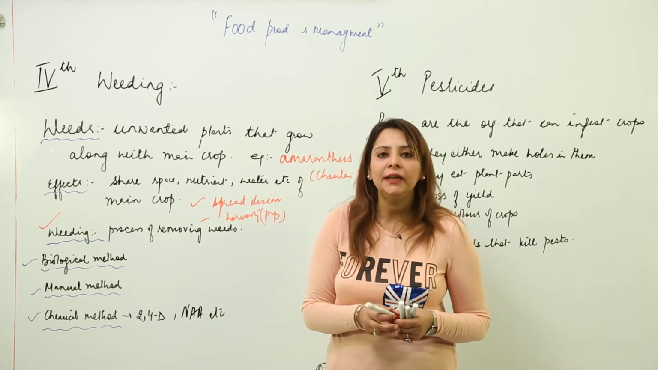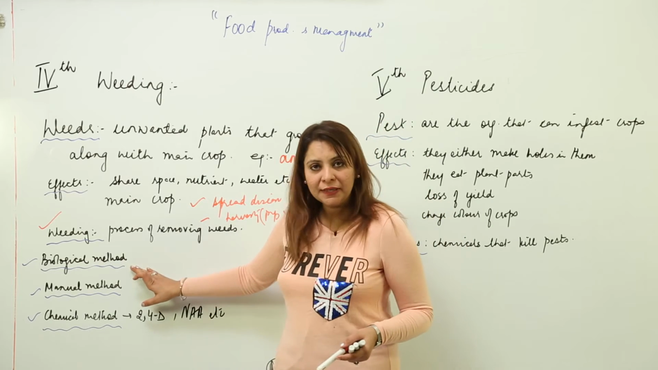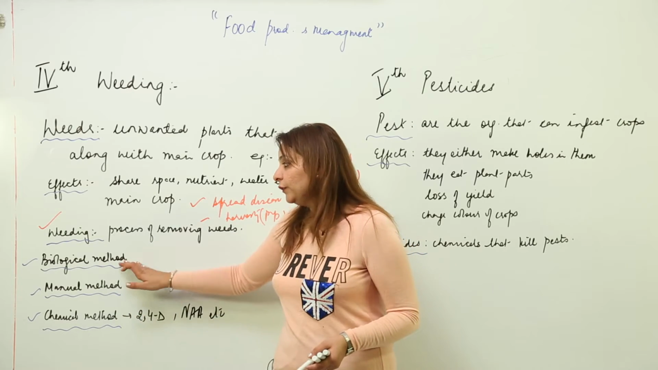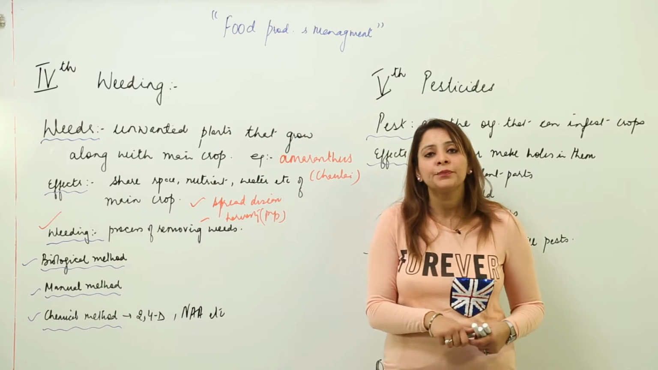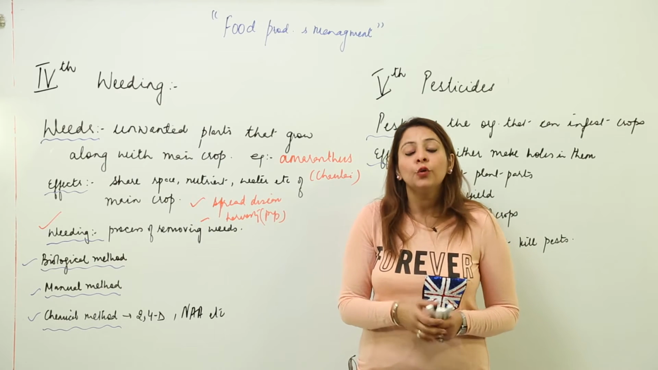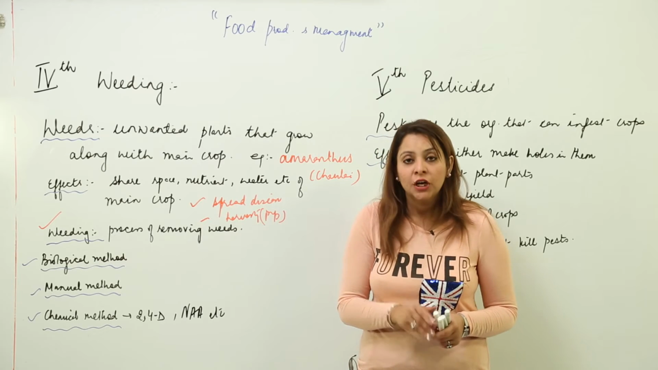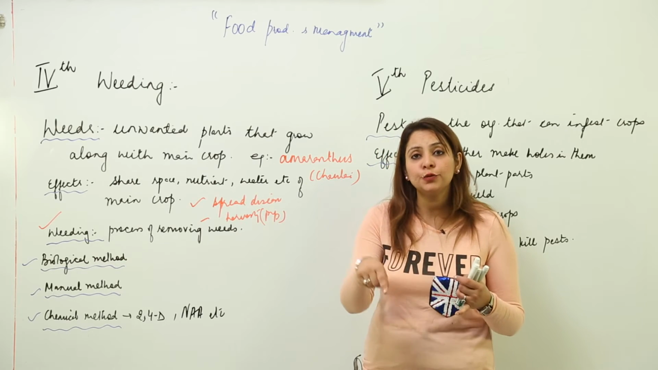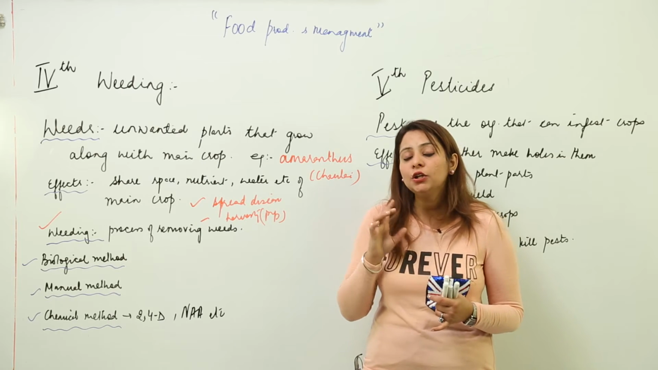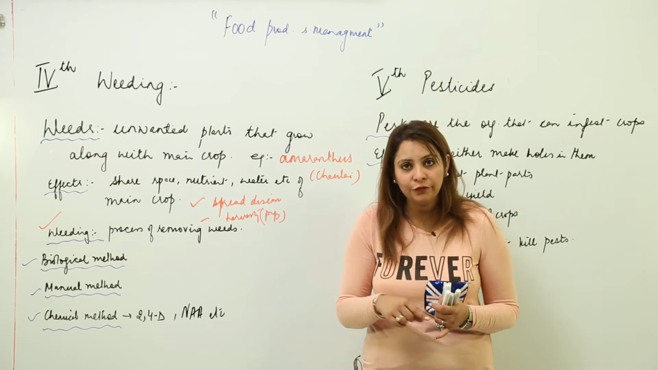So now how can weeding be done? Weeding can be done in three ways. It can be a biological method, a manual method, or a chemical method. In the biological method, we put a certain kind of organism into a field which feeds on the weeds but does not feed on the main crops. You need to make sure that the organism you put into the field, like rats or cats, should not eat the crops, they should only feed on the weeds.